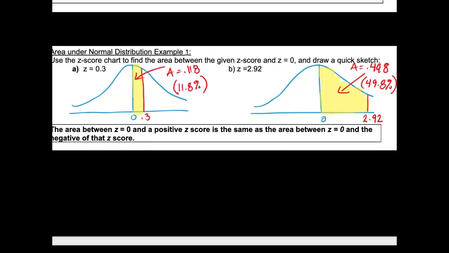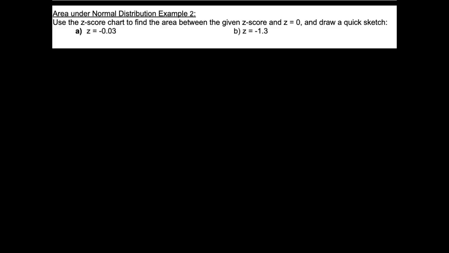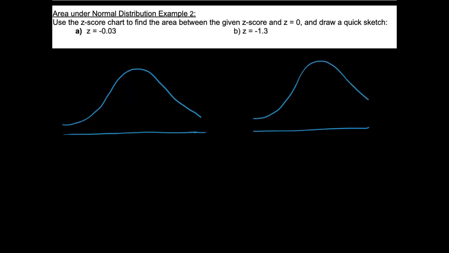So now let's look at some examples where the z-scores are negative. I'm going to start by drawing a sketch. These problems are very similar to the last two that I did. So I start by drawing the standard normal curve, and I want to put 0 in the middle. And then my z-score in A is negative 0.03. That's really close to 0, but it's negative, so that's why I draw it to the left. The last time all my z-scores were positive, so I drew those to the right.